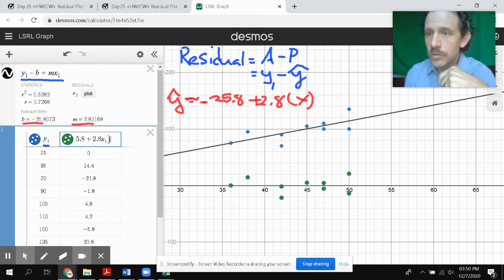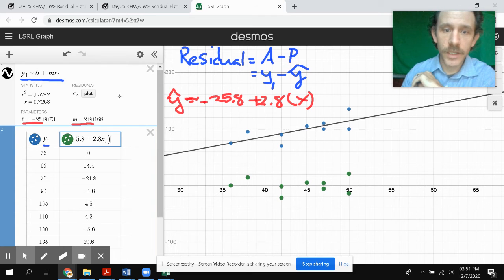And there you notice those green points are actually the points of my residuals. They line up. So like this first point at 36, the residual is almost 0, right? That's why the green one is on the x-axis now, because the blue point is almost pretty much on the line of best fit.